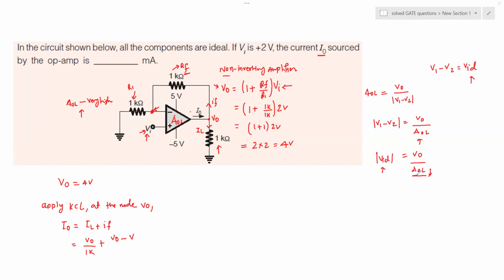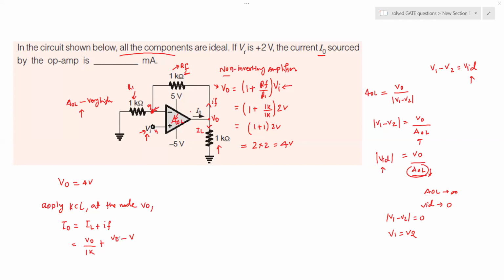In the ideal case, we said that all components are ideal. So the op-amp is ideal. It means the gain AOL tends to infinity, then VID tends to 0. It means V1 minus V2 tends to 0. That means V1 and V2 come at the equal potential. V1 equals V2. So this is the voltage V1 and this is the voltage V2. Assuming that AOL is infinite, V1 and V2 are at the same potential.